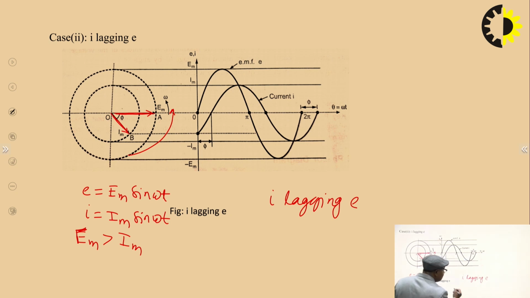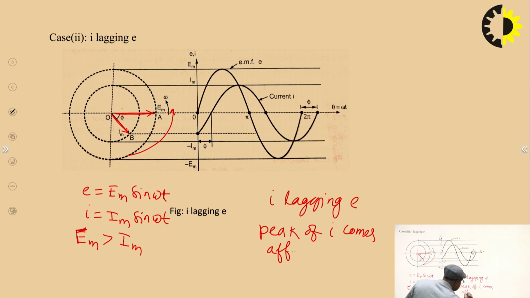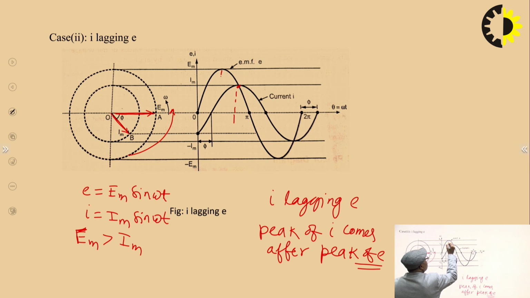E. What do I mean? The peak of I comes after the peak of E. You can see that this is the peak of I, right? It comes here at this angle, and this is the peak of E, which comes at, suppose this angle is theta 1 and this angle is theta 2, measured from the same axis. So theta 2 is greater than theta 1.